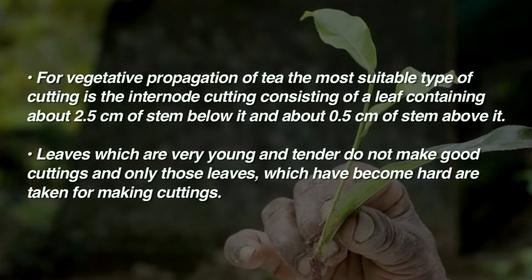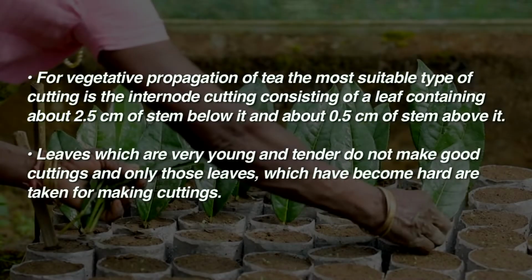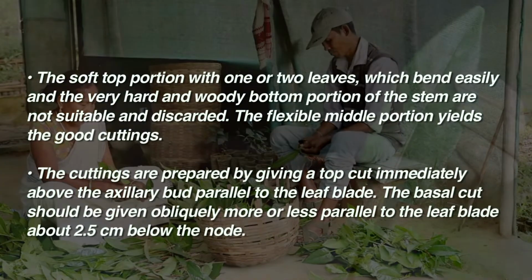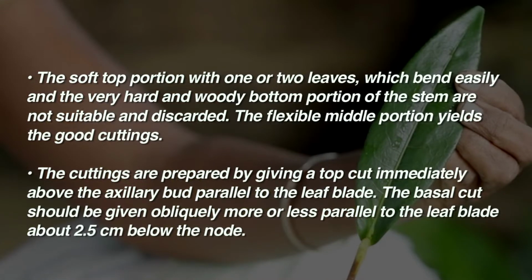Leaves which are very young and tender do not make good cuttings, and only those leaves which have become hard are taken for making cuttings. The soft top portion with one or two leaves which bends easily and the very hard and woody bottom portion of the stem are not suitable and are discarded. The flexible middle portion yields the good cuttings.